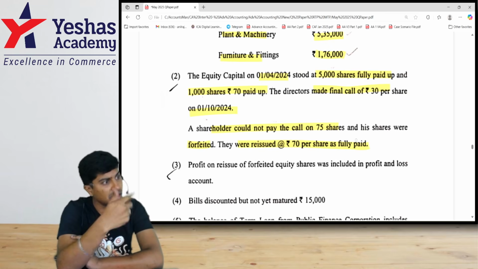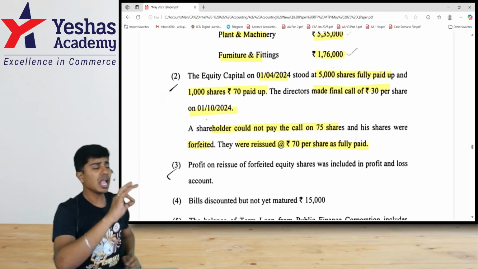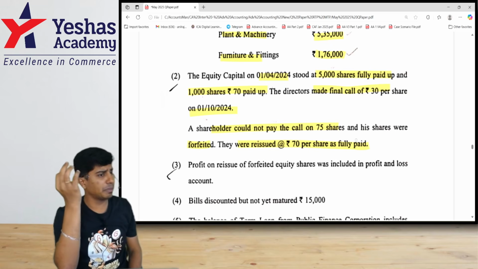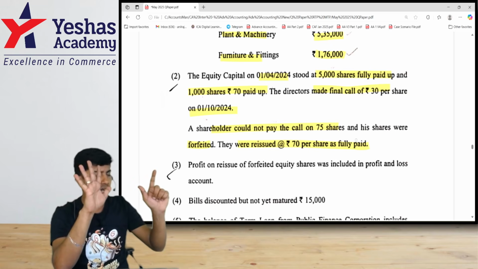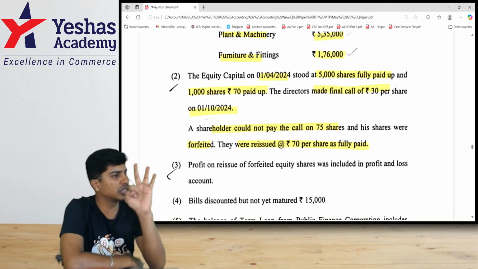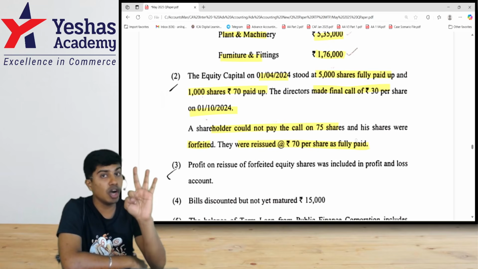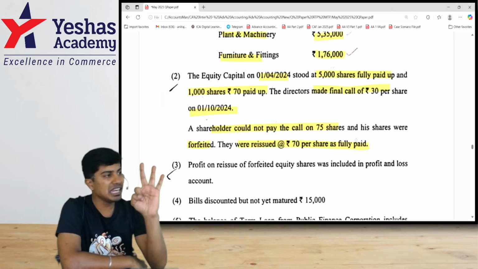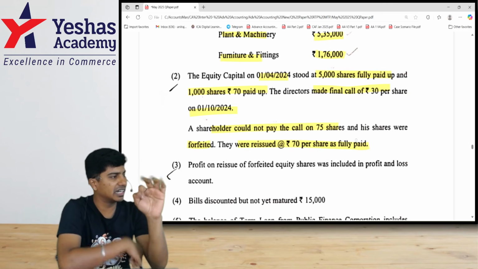I'll teach the same thing to you in another way. What is the other way of arriving at it? Very, very simple. How much had the old shareholder paid? 70. What did the old shareholder not pay? 30. On reissue, what is the money I should collect? 30. Minimum I should collect 30, but how much did I collect?